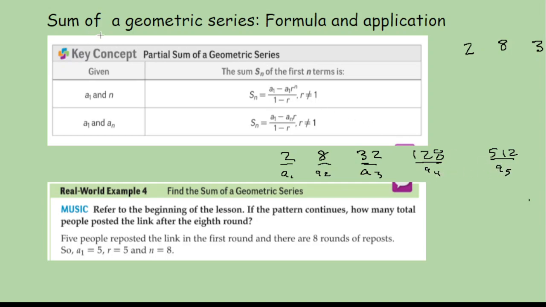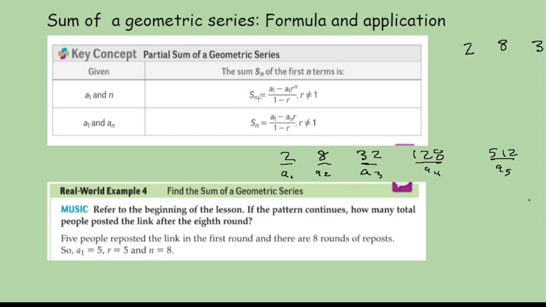What a sum is, they want to know, like, add these all together, how many do you have? So if you think about that very first problem we had, we don't just want to know how many people posted on a certain round. We want to know how many people have posted all together. And so that's where this sum becomes a relatively popular thing.